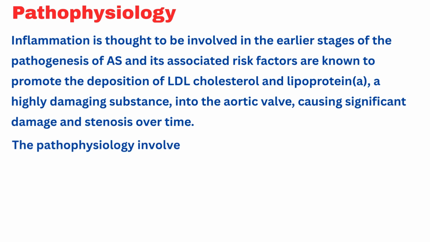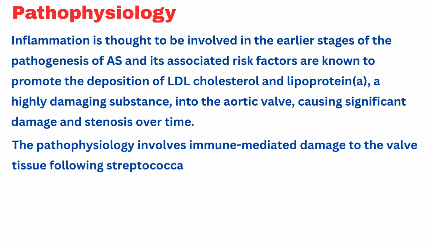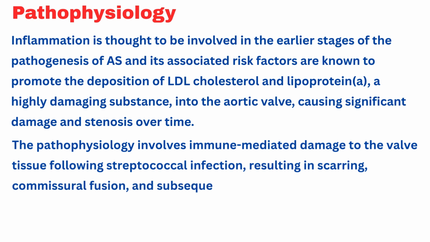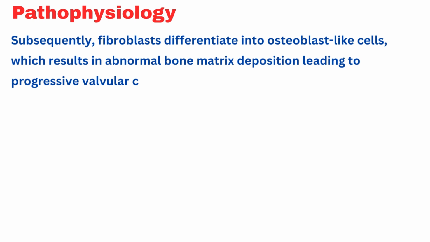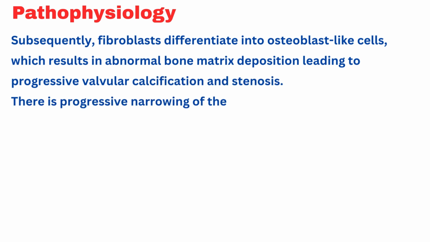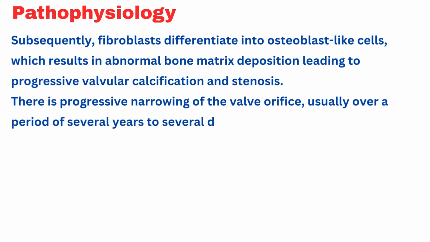In rheumatic disease, the pathophysiology involves immune-mediated damage to the heart valve tissue following streptococcal infection, resulting in scarring, commissural fusion, and subsequent calcification. Subsequently, fibroblasts differentiate into osteoblast-like cells, which results in abnormal bone matrix deposition, leading to progressive valvular calcification and stenosis. There is a progressive narrowing of the valve orifice, usually over a period of several years to several decades.